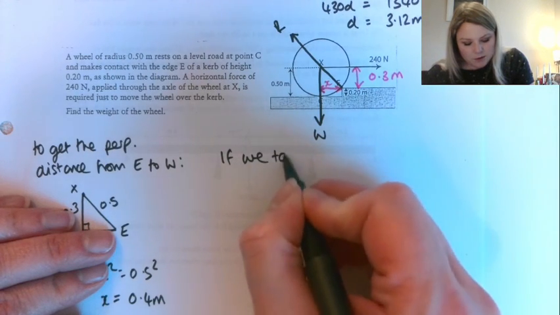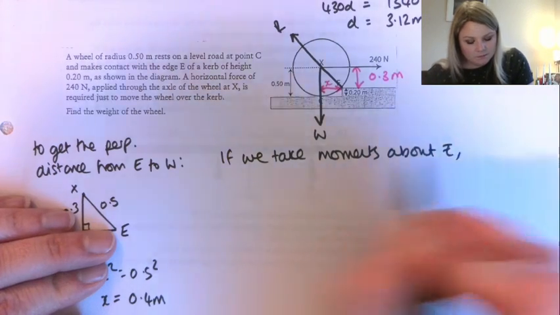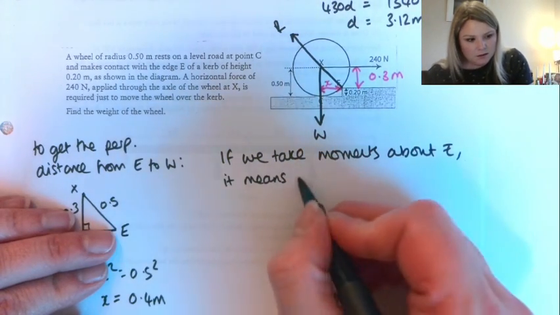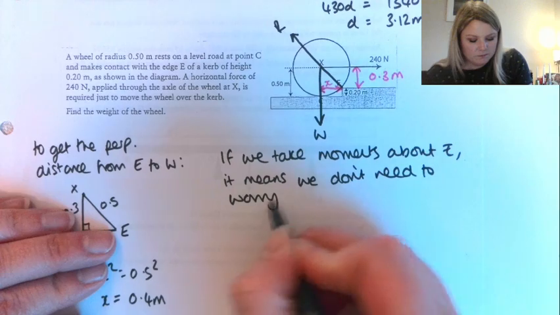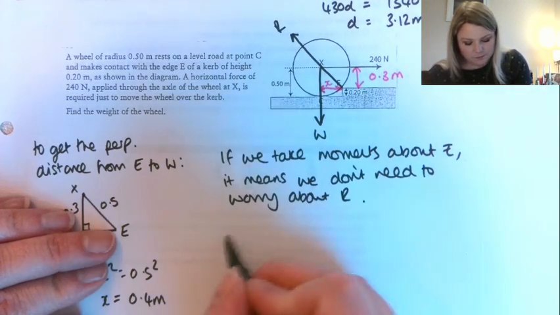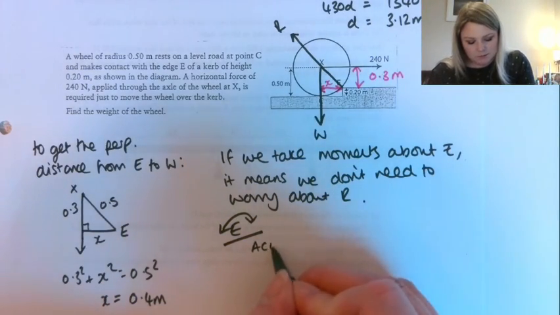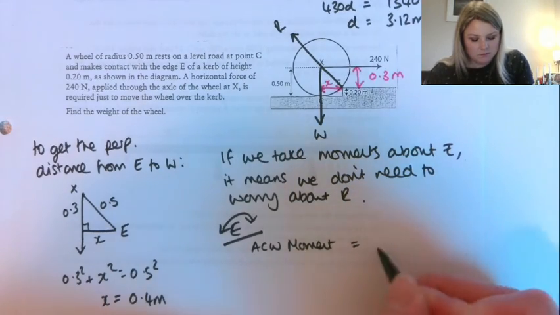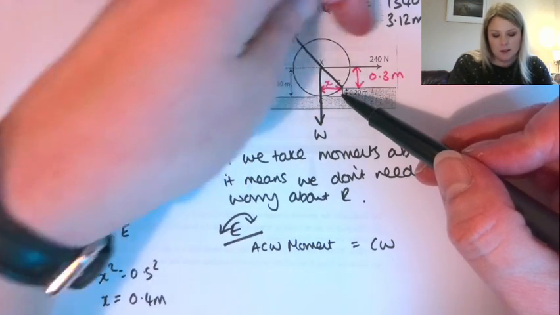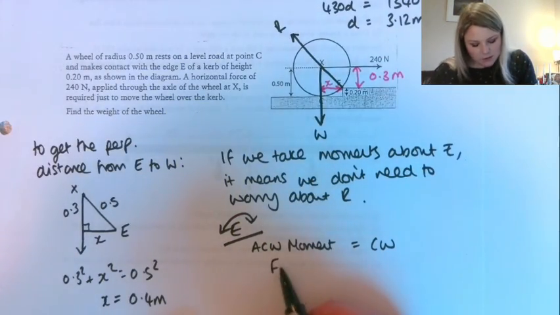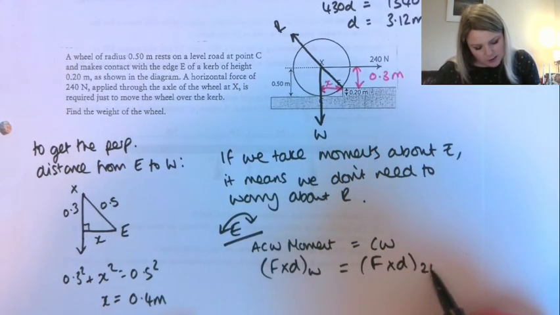So if we take moments about E, it means we don't need to worry about R. So taking moments about E. Anti-clockwise equals clockwise. So let's look back up at our diagram. If I'm taking moments about here, this is anti-clockwise, and then the 240 is clockwise. So for anti-clockwise, we've got force times distance for the weight. Clockwise, force times distance for that 240.